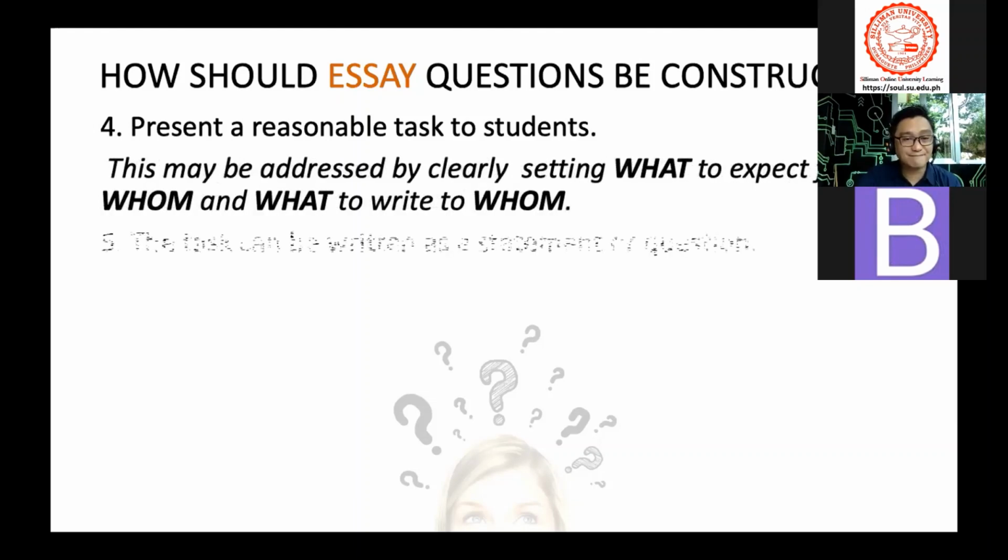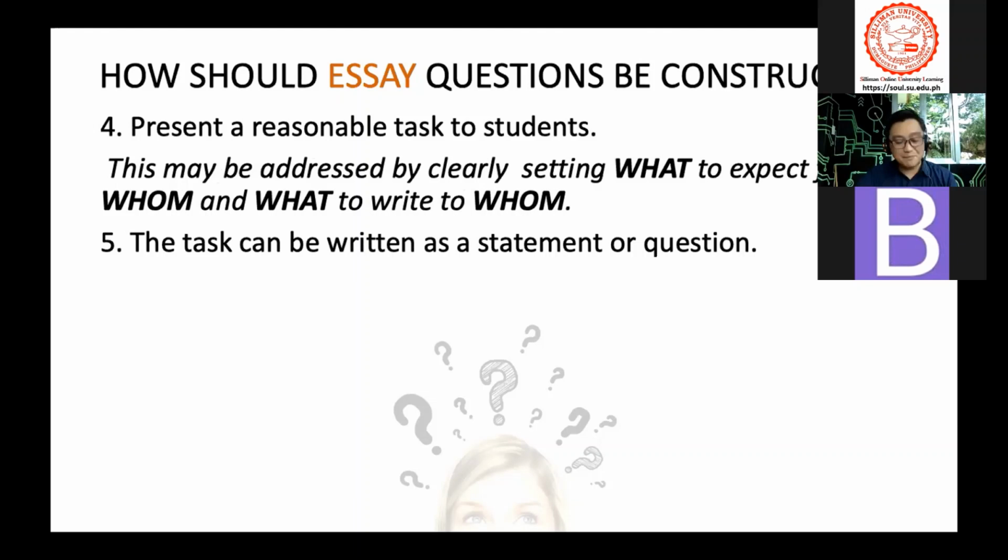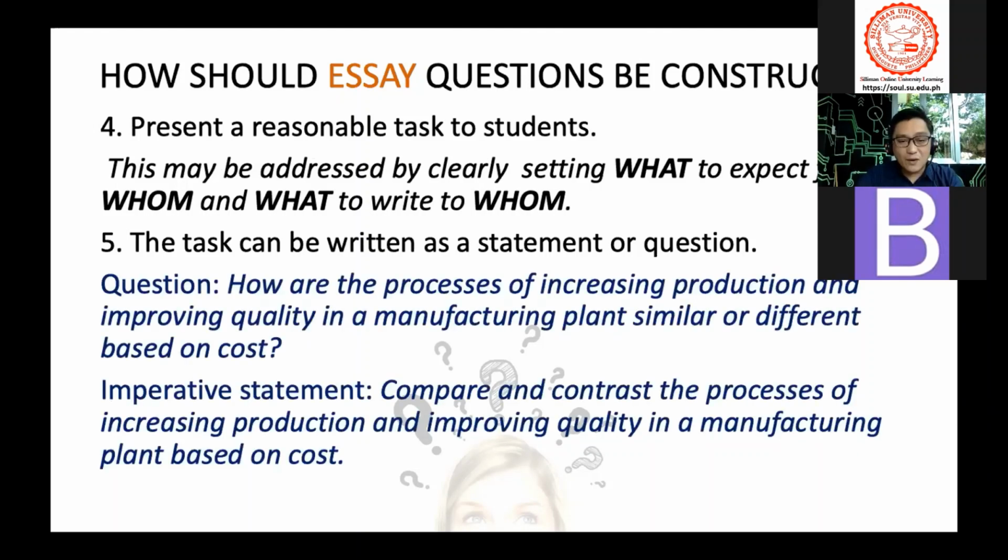Number 5, the task can be written as a statement or a question. An essay type of test can be given either in the form of a statement or a question, like, how are the processes of increasing production and improving quality in a manufacturing plant similar or different based on cost? Or in the form of an imperative statement, compare and contrast the processes of increasing production and improving quality in a manufacturing plant based on cost. If written as a question, then it must be readily translatable into the form of an imperative statement, just like the example I'm showing up here.